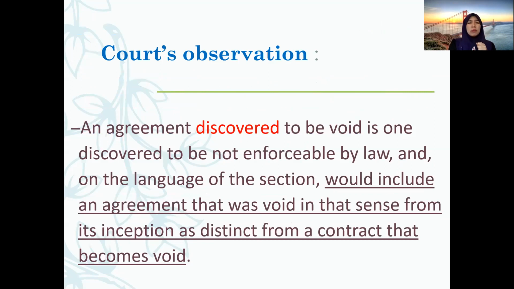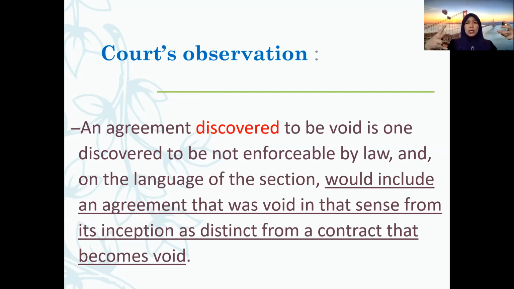And then this is the court's observation. The court actually examined all the facts in relation to this case here. So the court said an agreement discovered. So the emphasis is on the word discovered. An agreement discovered to be void is one discovered not to be enforceable by law. And on the language of the section, the word itself, it will include an agreement that was void from its inception, from the very beginning, as distinct from a contract that becomes void.